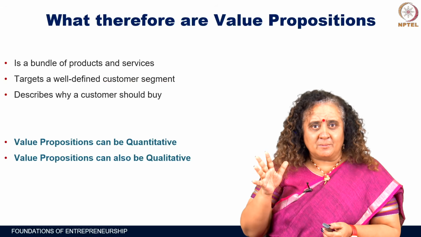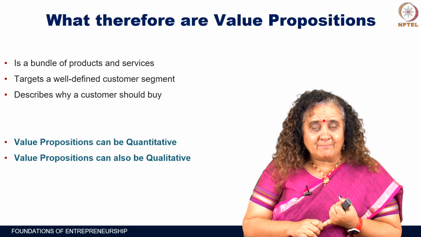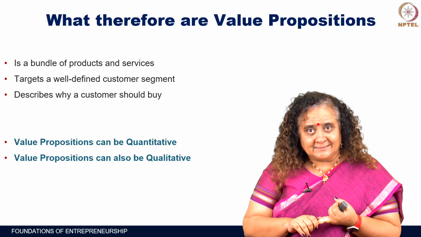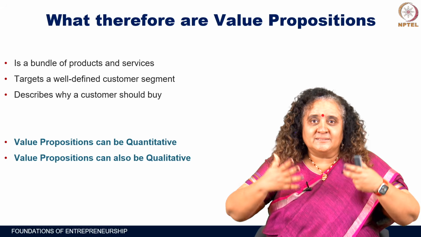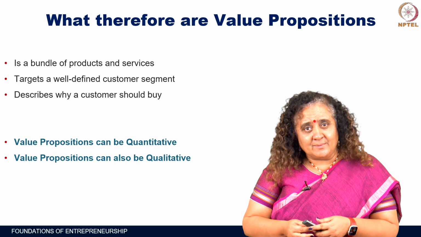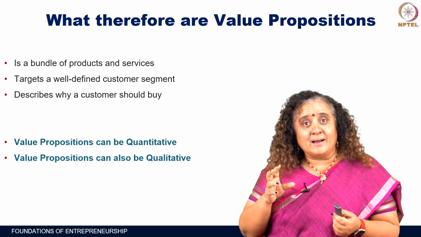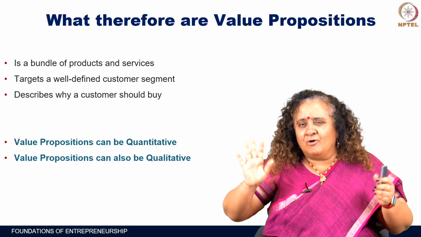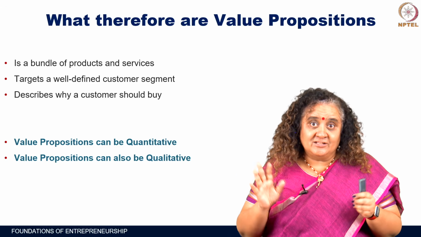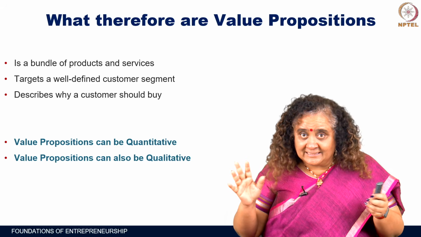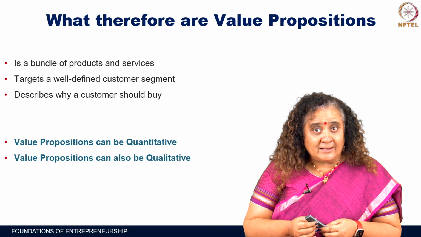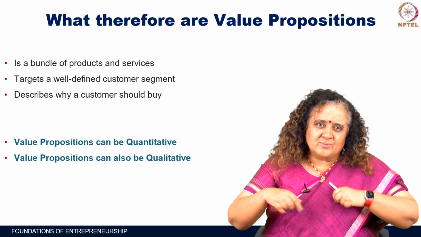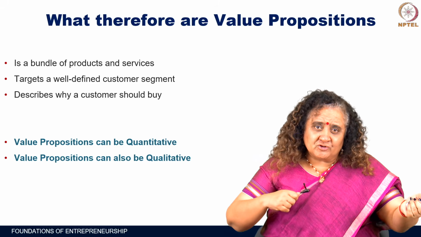So, a little short recap, which is that value propositions target a well defined customer segment. They are a bundle of products and services. The best word that we use is offerings, which is what it is that startups are offering to their customers. It describes why a customer should buy, and why a customer should buy over and above or instead of competition or other alternatives that they might have. We concluded the last lesson by talking about how value propositions can be quantitative, which means better than, faster than, cheaper than, more efficient than, etc.